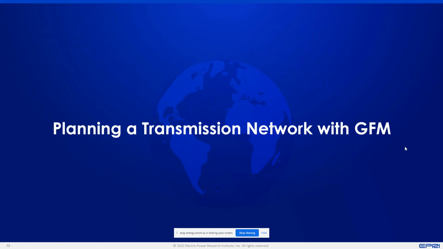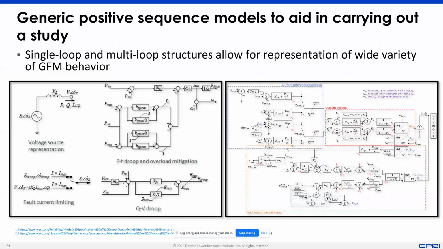So the previous slides showed more small signal stability analysis and the entire gamut of stability aspects that are there, but can we really get something even from traditional planning metrics if you look at a wide system as a whole? And can we utilize generic models in order to do that? So we've been looking at 2 different types of generic models, wherein we have both single loop and multi-loop controls of grid forming inverters located in it. It can cater to a wide variety of grid forming technology, the types that we spoke about previously in the presentation.